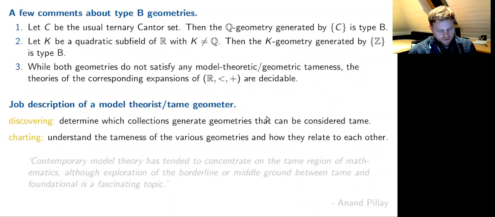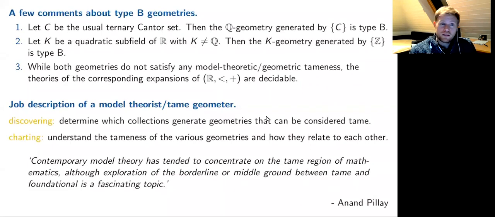I want to finish here with a citation of Anand. I'm sure he didn't mean it this way, but I'm going to interpret it in precisely this way. What he wrote, and I hope this fits the narrative I'm trying to have here, is that contemporary model theorists tended to concentrate on the tame regions of mathematics. Maybe think of this as o-minimality. The exploration of the borderline or the middle ground between tame and foundational theory is a fascinating topic. Foundational here means wildness.